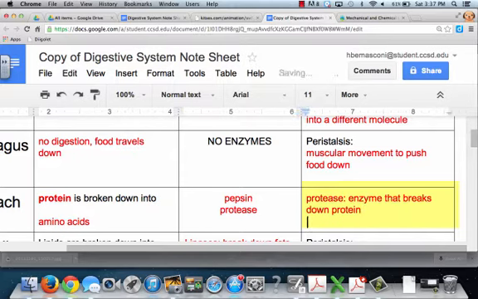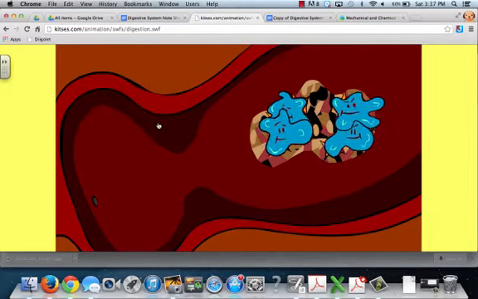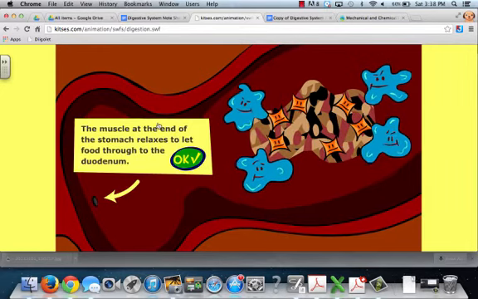Let's also add the stomach is acidic. Stomach is very acidic, and that has an immune function that we'll talk about in class. All right, so we're still in the stomach. The proteins are going to be broken down into amino acids, so hit OK. We're seeing them being made into something smaller.